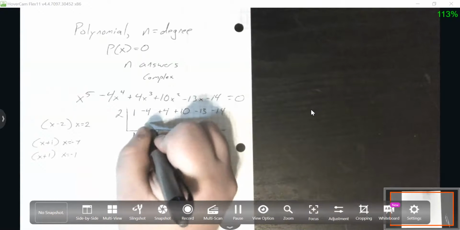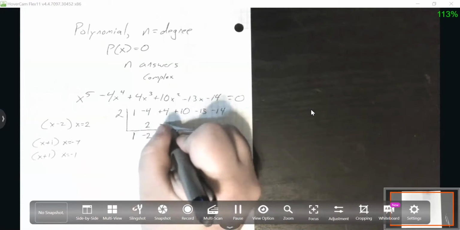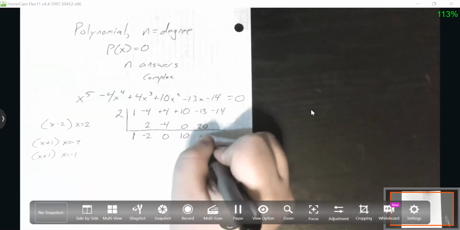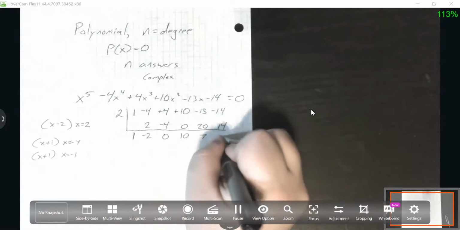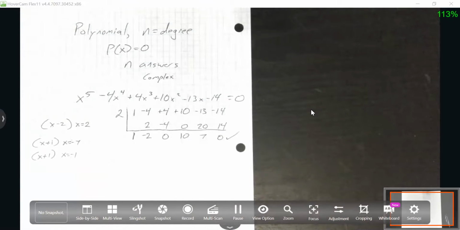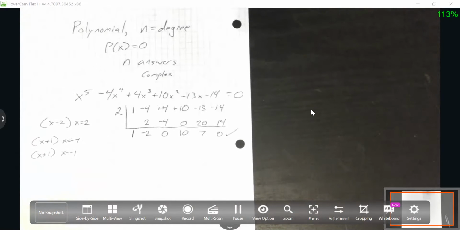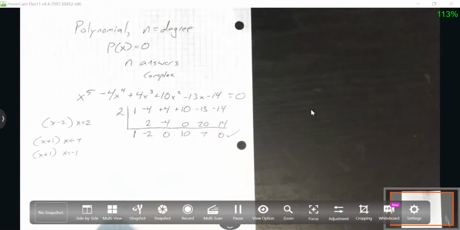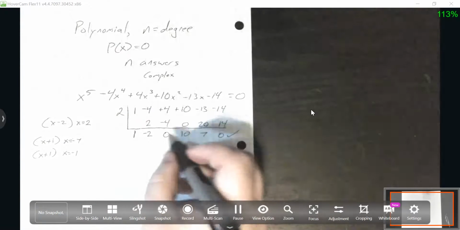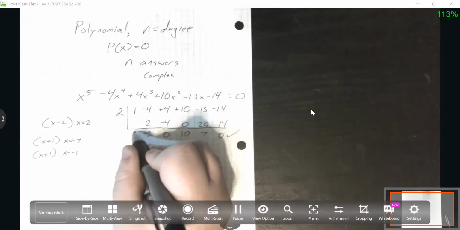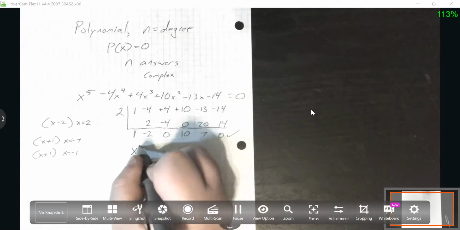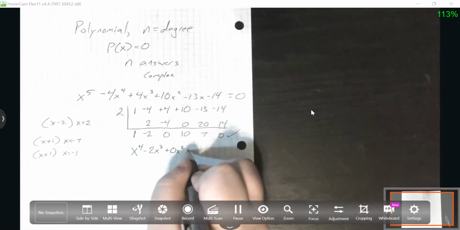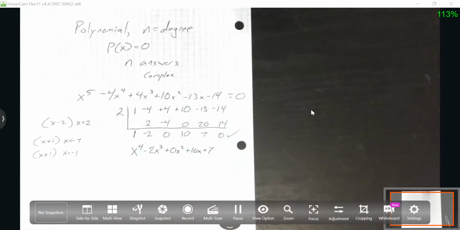So that's 1. 2 times 1 is 2. Negative 2. Negative 4, 0. 0, 10, 20, 7, 14, 0. Perfect. No remainder. It worked. That's what we saw on the graph. So after using that factor of our answer, x minus 2, we now have, again dropping down each time, x to the 4th minus 2x cubed plus 0x squared plus 10x plus 7.